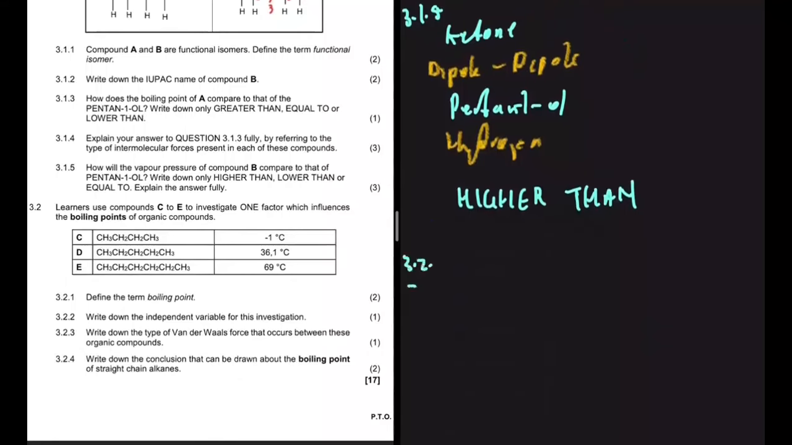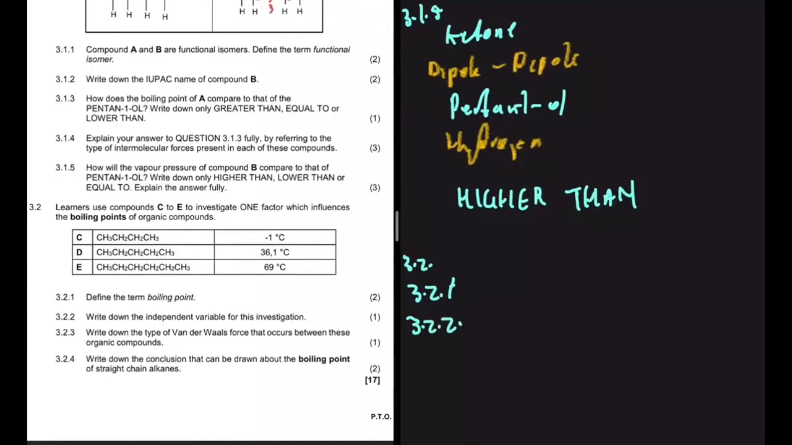3.2.1. Let's define the term boiling point. That is not the temperature at which liquid turns to gas. Please, we no longer use that definition at this level. It is actually the temperature at which the vapor pressure equals the atmospheric pressure. That is boiling point.